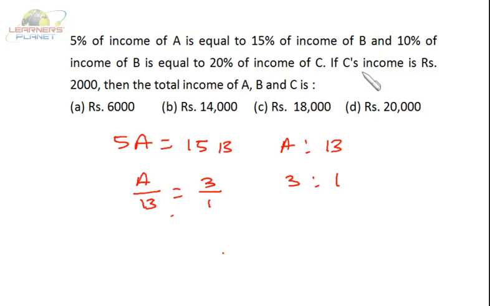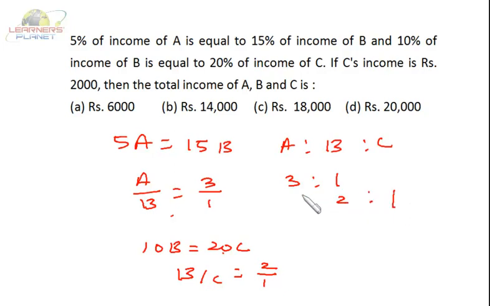Now 10% of income of B is equal to 20% of income of C. That means 10B is equal to 20C. That means B by C is equal to 20 by 10, that is 2 is to 1. Okay. So B is to C is 2 is to 1. Now let's find the combined ratio of A is to B is to C. This method, friends, we have discussed in the ratio proportion session. It's 6 is to 2 is to 1, multiplication of these two. Okay.